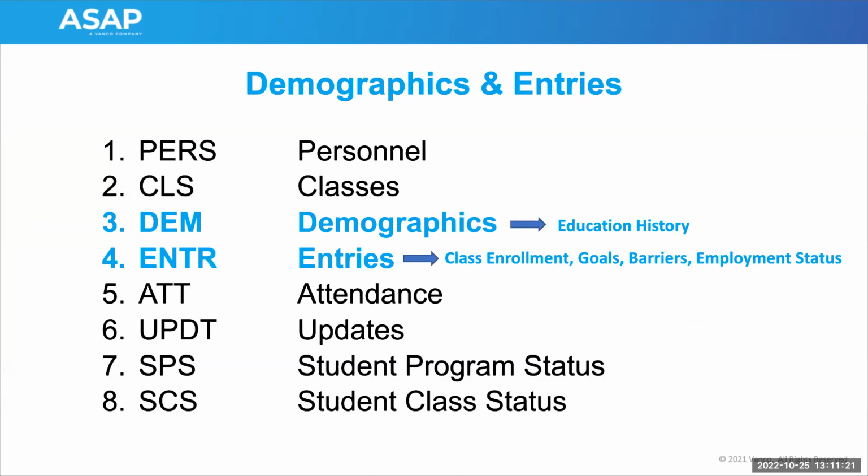The next two files are your demographics and your entries. So basically, this is when you're doing intake. All of this is coming from the registration form, from the demographics. And the entries is where you're collecting the enrollment, the goals, and then also barriers and employment status. Goals are required. So I want to point out a couple of areas in ASAP 4 where you can collect the goals. You can collect the goals upon enrollment through the invoice, or you can do it at the class level.